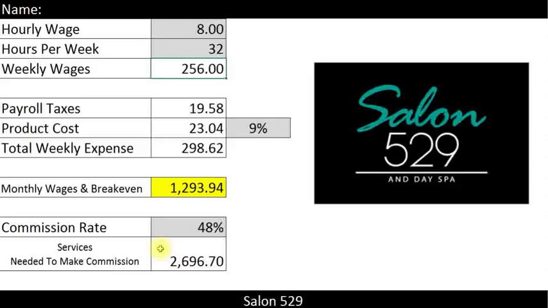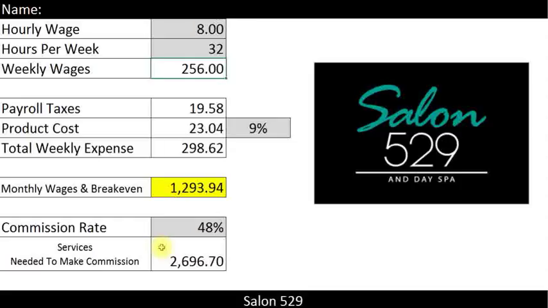In this case, in order to cover the cost of $1,294 at 48%, they will need to do $2,696.70 to make commission. Now, here's the math behind this. 48% of this number is $12.93, except for I've added $1. So this $26.96 is actually $1 more than is needed. In other words, it will allow them to make commission.